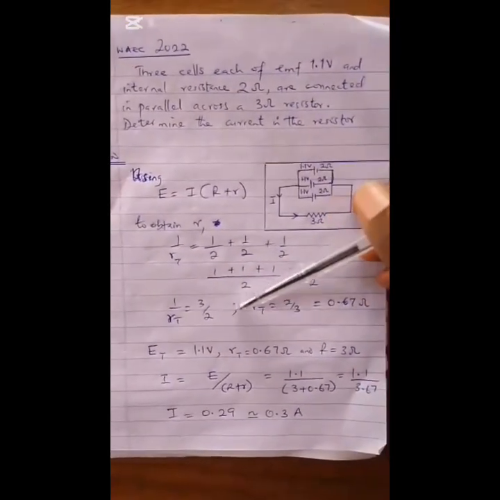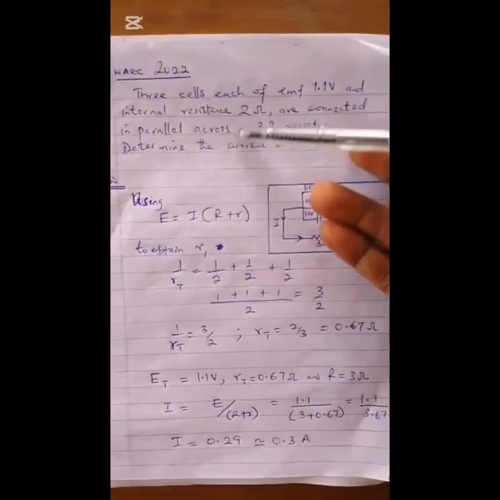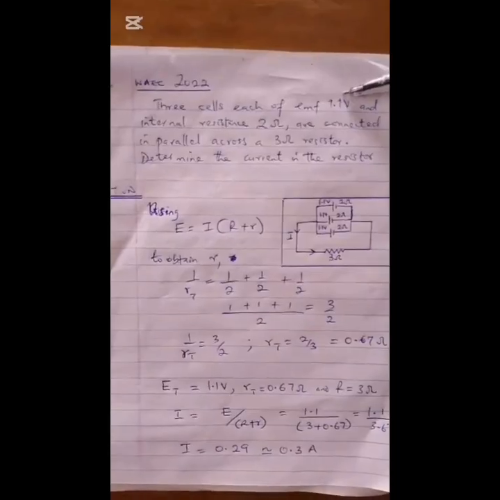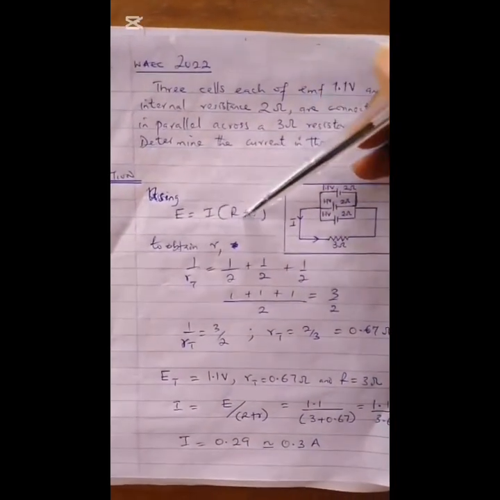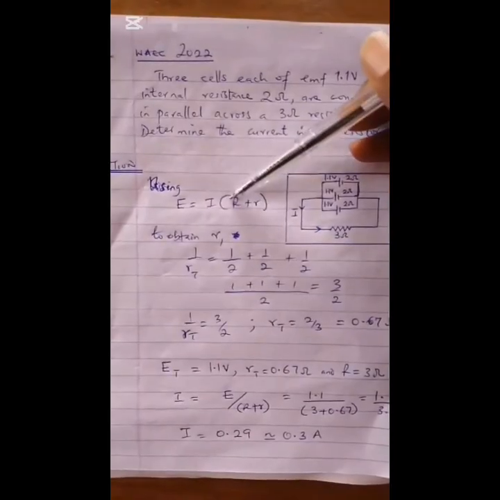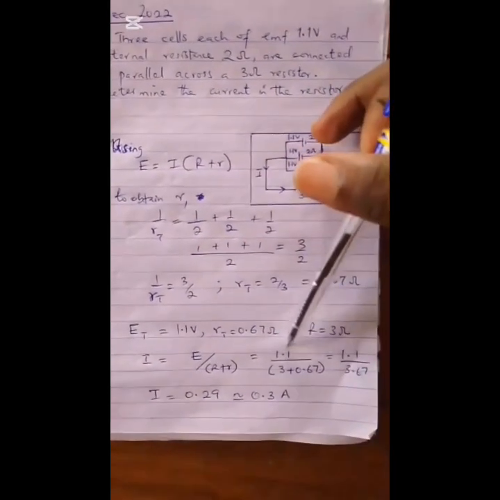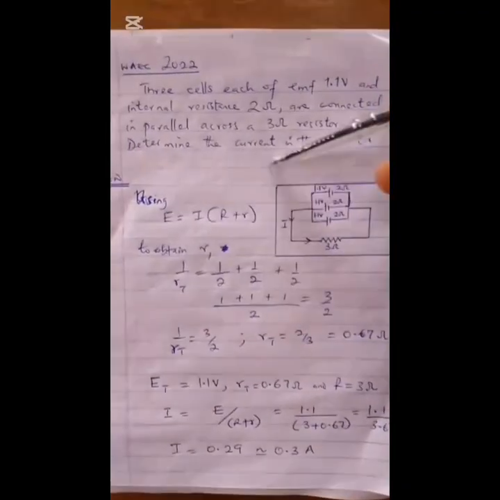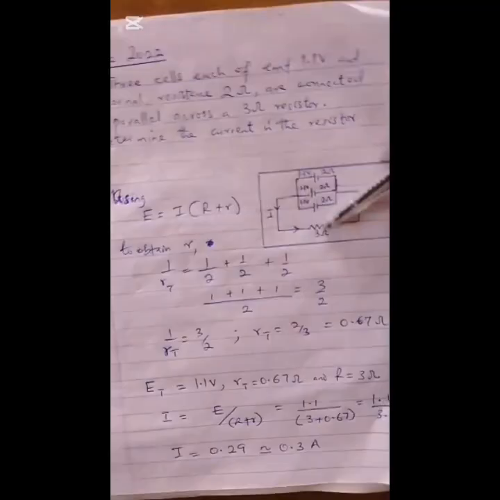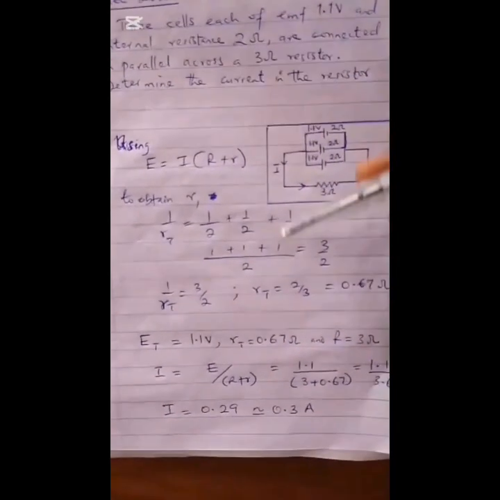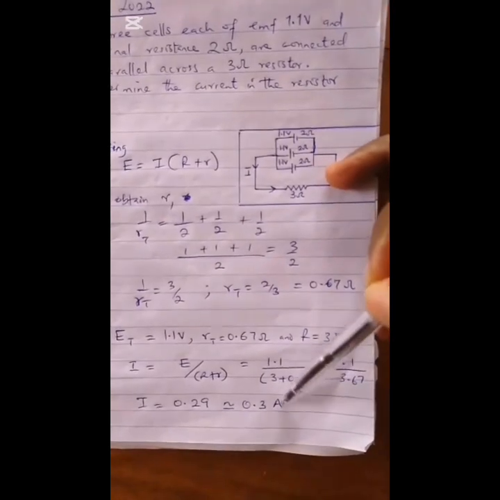Okay, so we'll now put that into this formula that helps us to determine the current in the resistor. Making I the subject of the formula, E will divide the sum of the external and internal resistance. So I is like this. Putting in your values, 1.1 over, remember the external resistance is the resistance across this resistor here, 3 ohms. So that's a capital letter R. Put that into this expression, 3 plus 0.67, and you get the current in amperes.